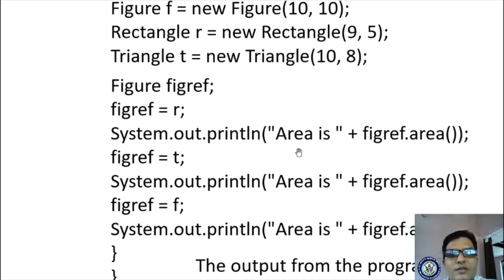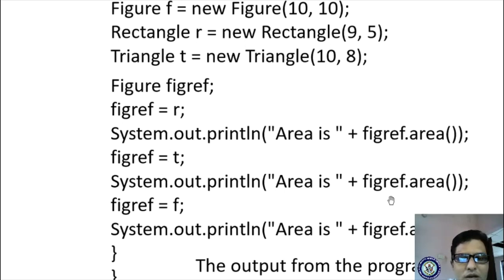Now we are displaying the area of the rectangle, figureref.area, which is pointing to the Rectangle object. So what is the formula for a rectangle? Length into breadth, that is 9 into 5. Area we have calculated, right? The base class method area will be overridden with the Rectangle area method, then 9 into 5, it is 45, it will return. Now this declared variable is pointing to the object of Triangle.